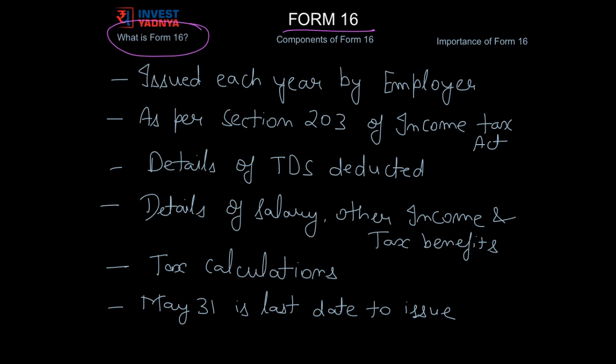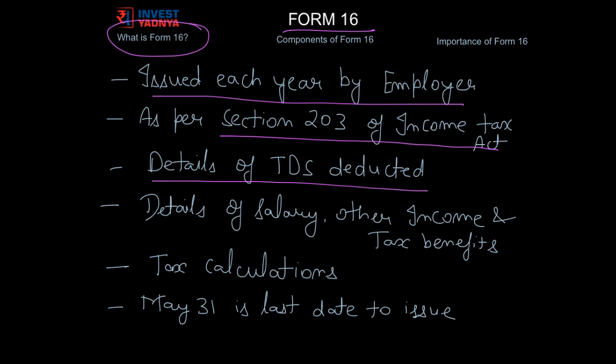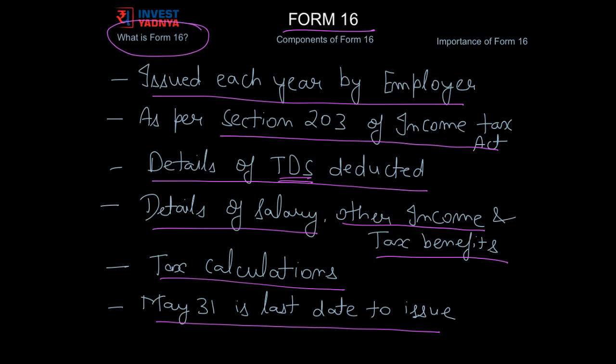Each year your employer issues a Form 16 certificate. This is a certificate under Section 203 of the Income Tax Act that provides details about the tax amount that has been deducted by your employer, that is called TDS. Moreover, it also contains the details of your salary, other incomes and tax benefits available and availed by you in the last financial year. It has detailed information about the manner of calculating income as per the income tax laws and tax payable on it. May 31st is the last date for your employer to issue a Form 16 to you.